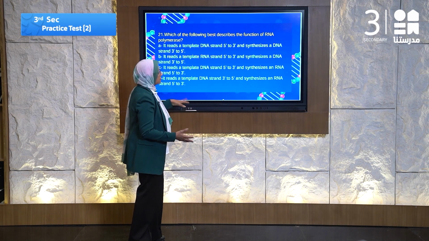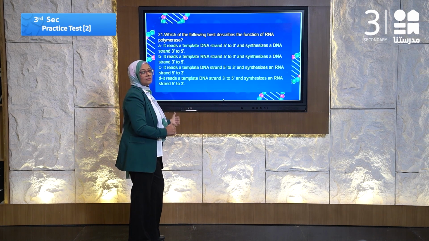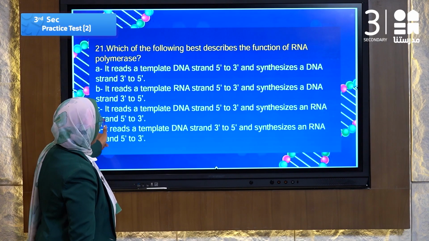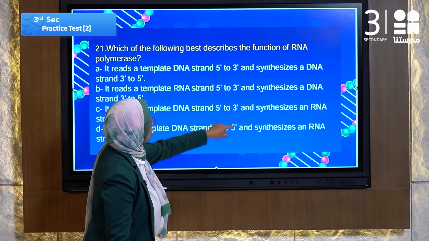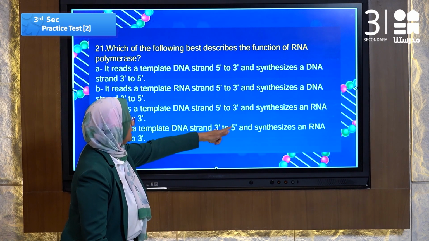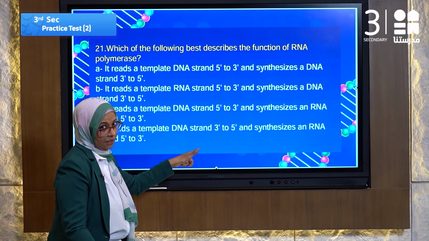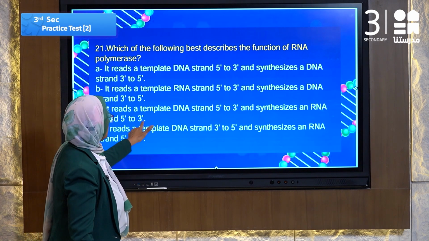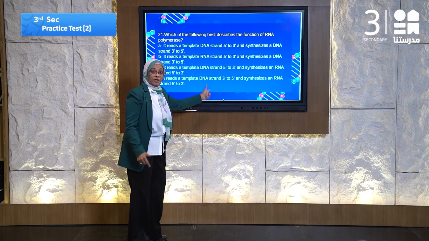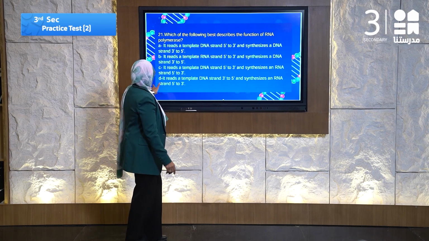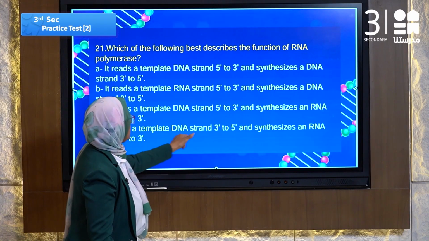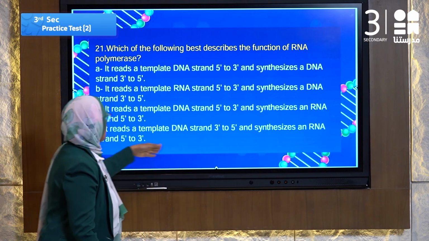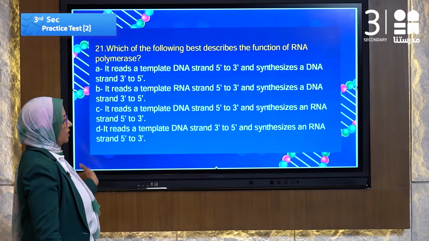It's confusing, but let's go. C: It reads a template DNA strand 5' to 3' and synthesizes RNA. Don't be confused. Strand 5' to 3', RNA 3' to 5'. D: It reads a template DNA strand from 3' to 5' and synthesizes an RNA strand from 5' to 3'.